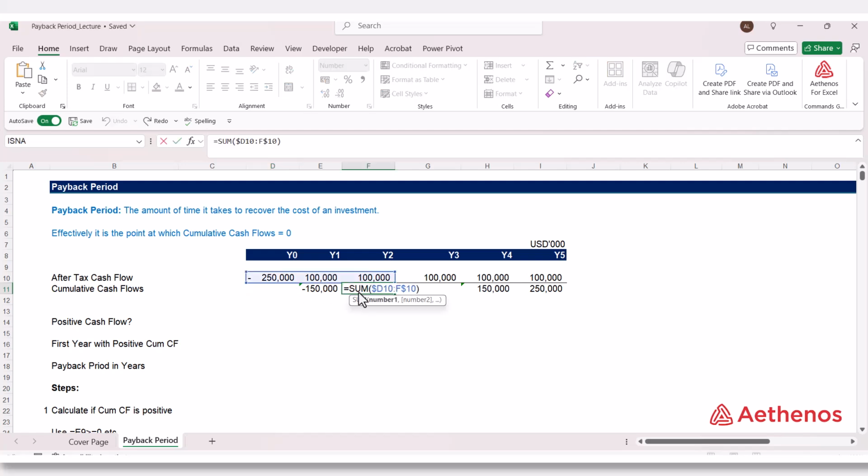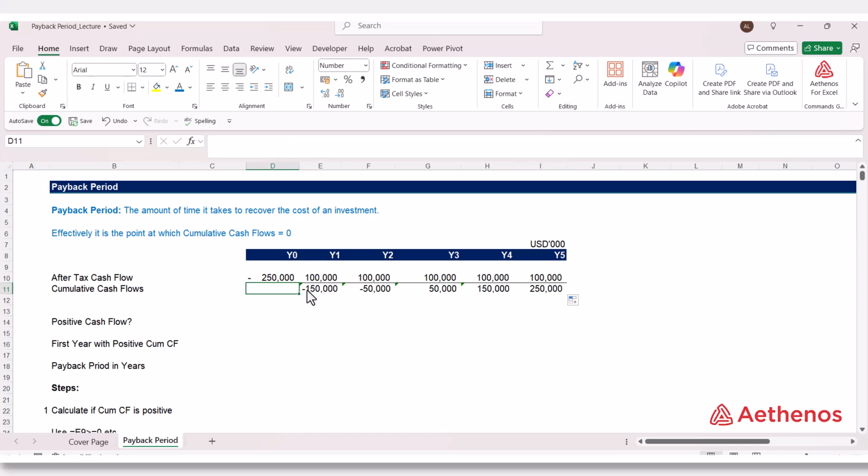So here if I check the formula on the second cell, the cumulative cash flows are from the beginning, year 0, up to here. So that's correct. And for the other cells also the formula is correct. And I get rid of these error marks by clicking ignore error. So I have calculated the cumulative cash flows.